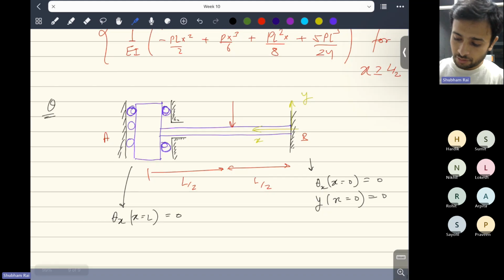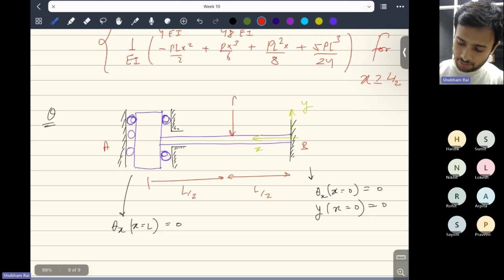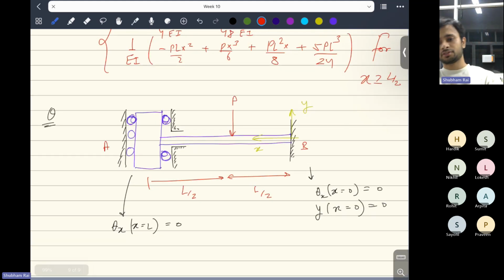Okay, so let's say the force is P again here. You have to follow a similar procedure as done in the previous question. You have to solve this question in two parts. Again, at the center point, you have to enforce the continuity condition that theta coming from the left hand side solution and right hand side solution should be equal. Also, y coming from the left hand side solution and right hand side solution should be equal. And you have to apply boundary conditions also to know the values of the constants after integration.